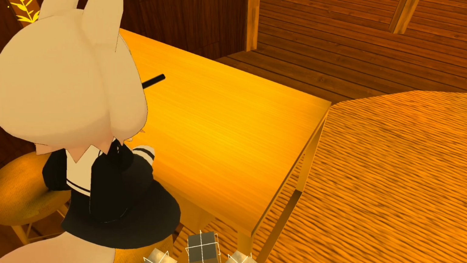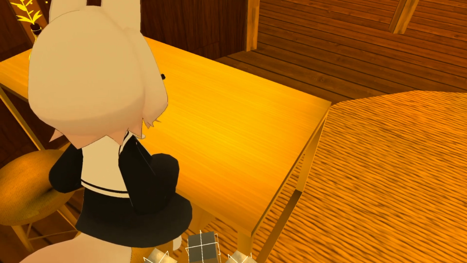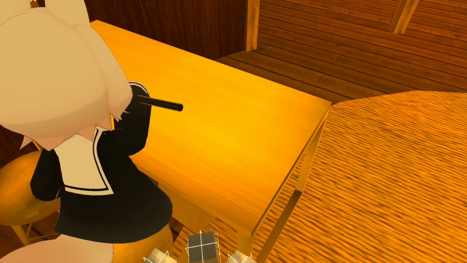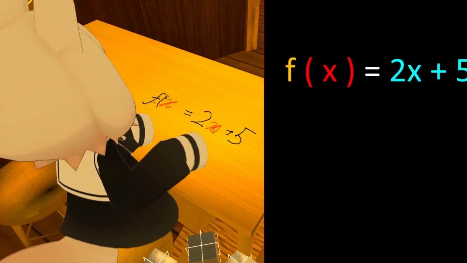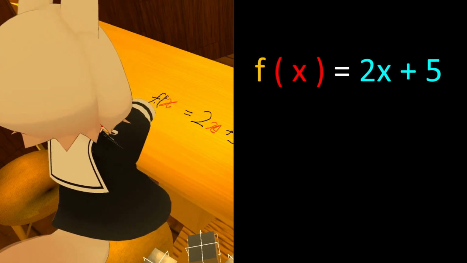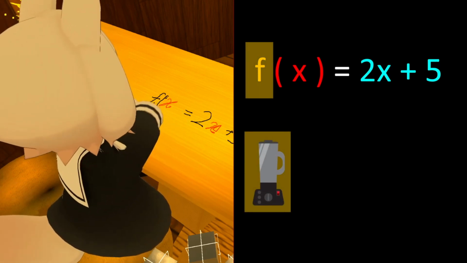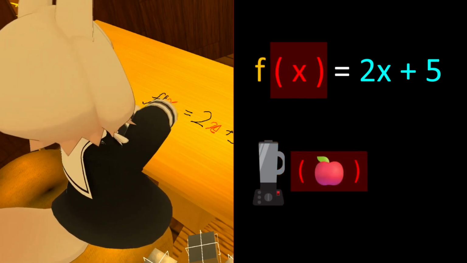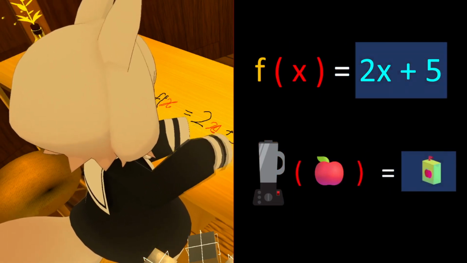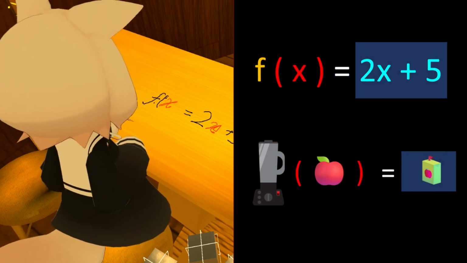Okay, let's have a mathematical example. This is a valid function that we have. Over here on the left, we have our f. The f is like our blender, which takes an input, the x, like our apple, and it gives us our apple juice over here: 2x plus 5.